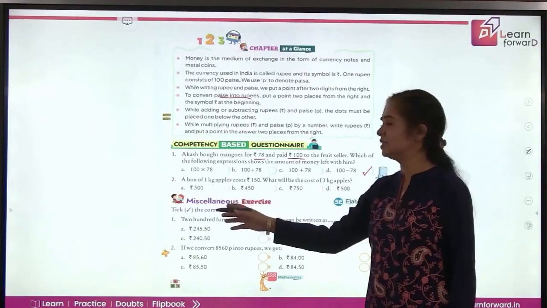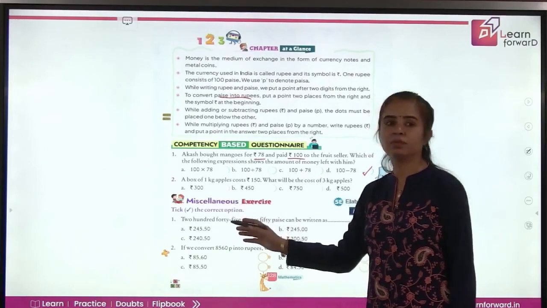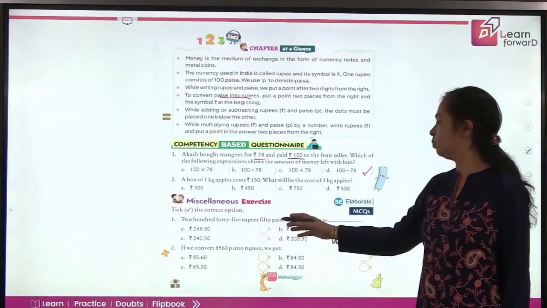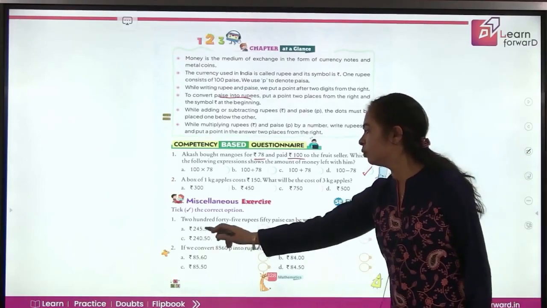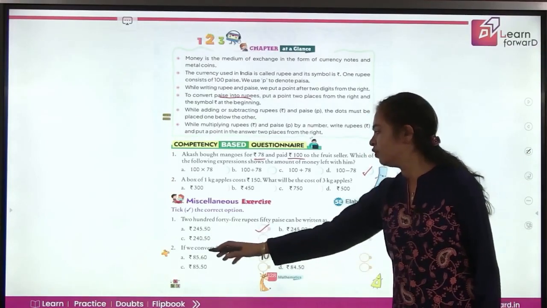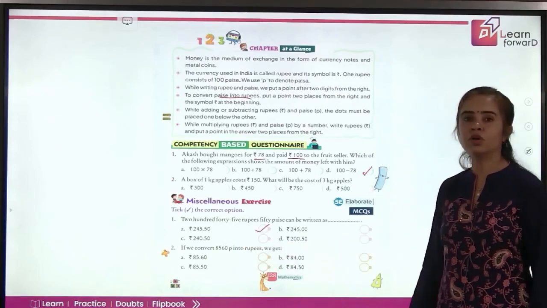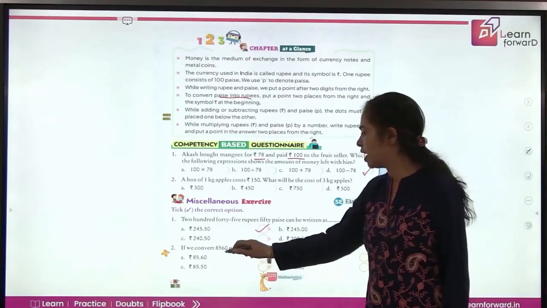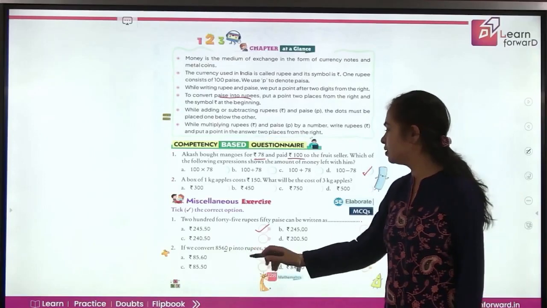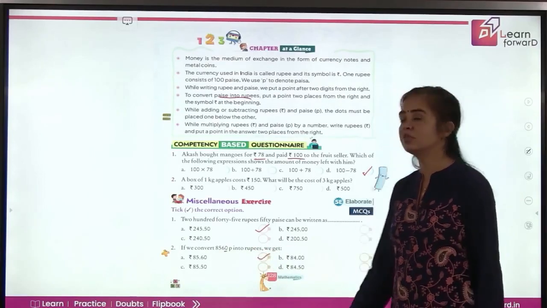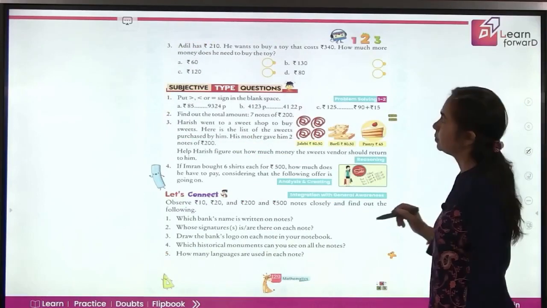Next is miscellaneous exercise. Tick the correct option. 245 rupees 50 paise. How can you write it? If we convert this paise into rupees, what do you get? Just before the last 2 places, put a decimal. So you get 85.60. Rupees will be written before the amount.